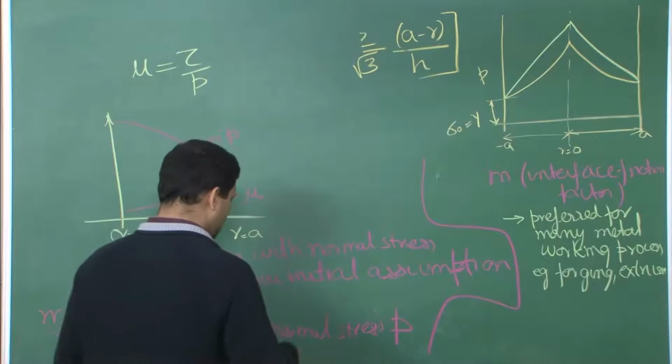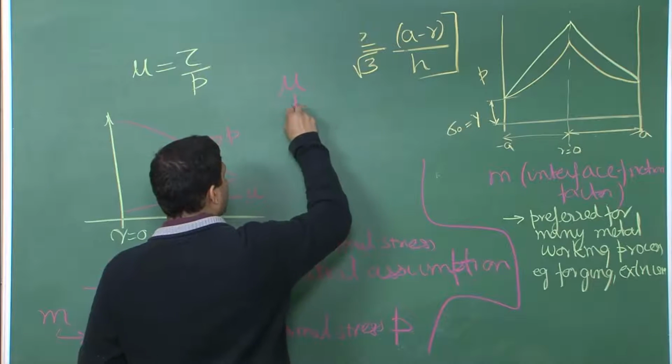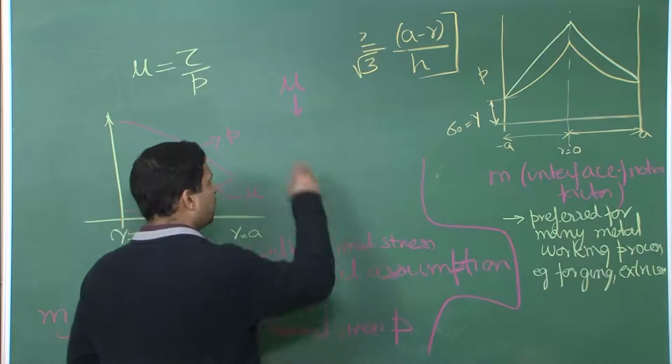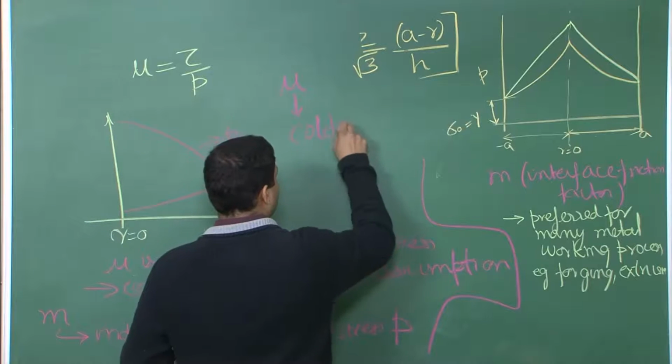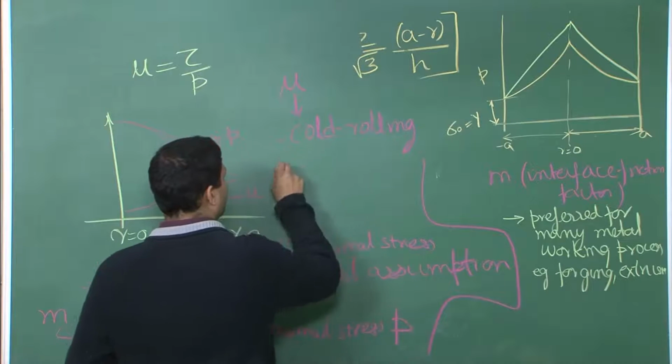On the other hand, mu has been very well established for some other metal working processes, for example cold rolling, wire drawing.